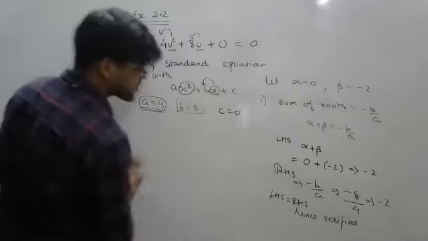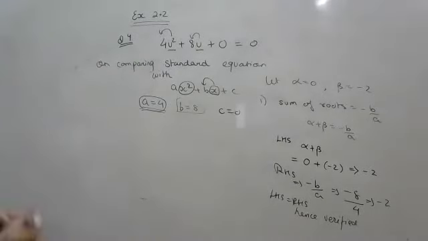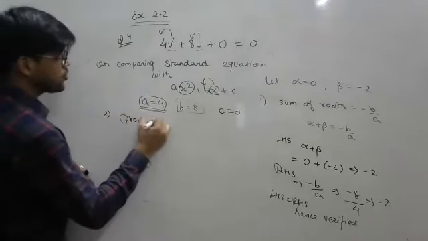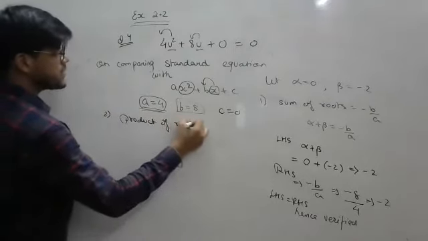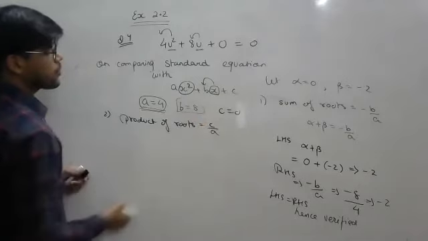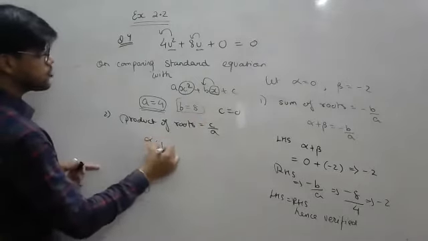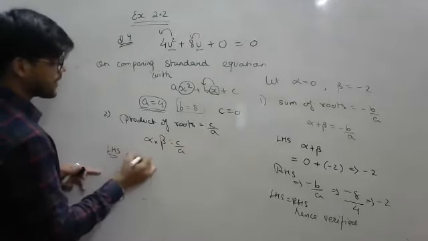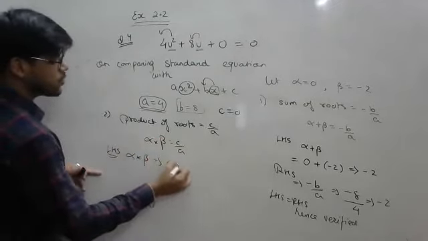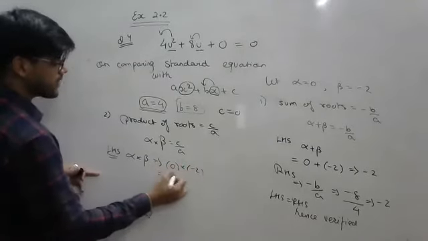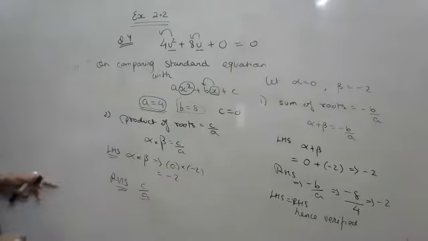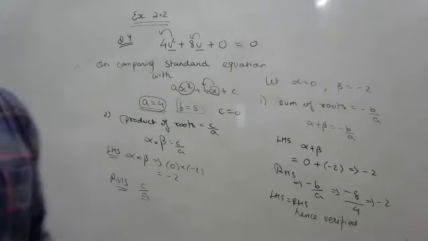This is the first part. Now we also have to prove the product of roots. Product of roots equals C by A. So alpha into beta equals C by A. Now take LHS, alpha into beta. Value will be 0 into -2, so the answer will be 0. And then RHS is C by A.